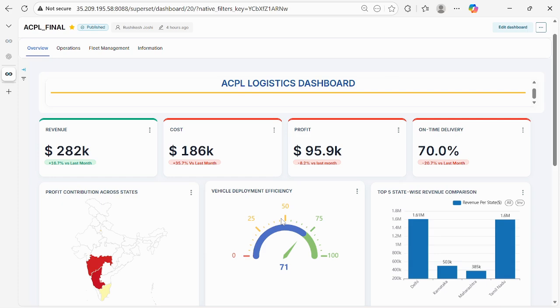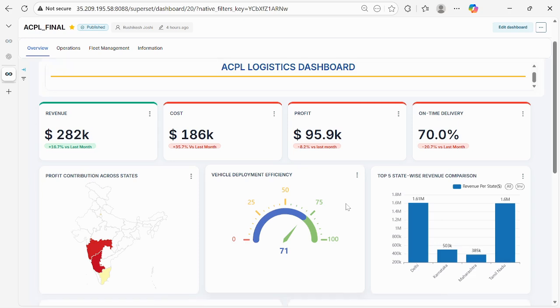The cost captures the total operational spend, including transportation, fuel, exception, and related cost. Profit is derived from the revenue minus cost and represents the true business outcome of logistic operation. On-time delivery percentage reflects SLA compliance, which directly impacts customer satisfaction and repeat business. Together, these KPIs provide a quick health check of the business before diving deeper.